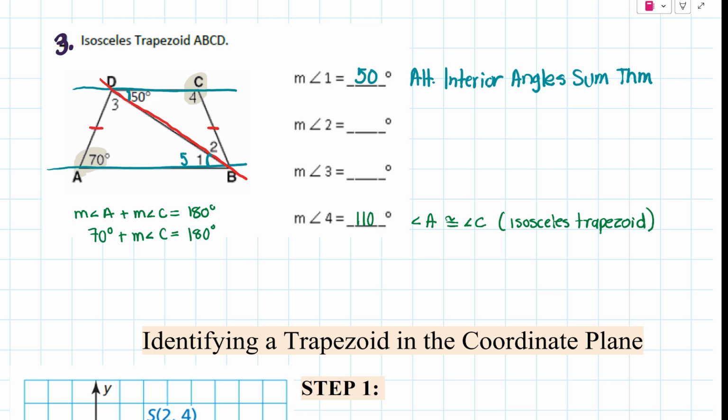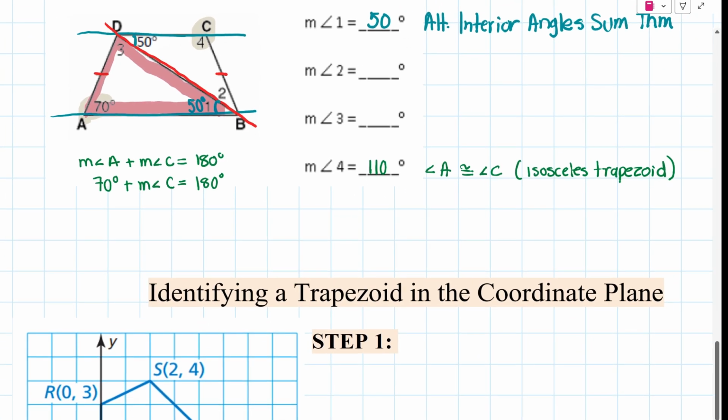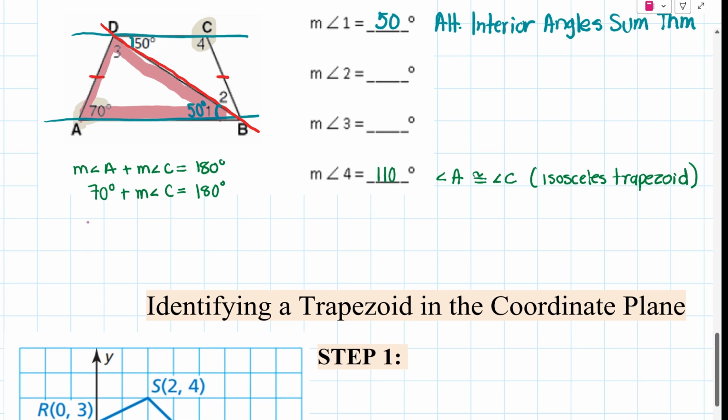I don't know why I wrote some there. It's just the alternate interior angles theorem. All right, same strategy. I have a triangle here. I know two measurements, so it would be really easy to find out what the measurement of the third angle is on that triangle that I highlighted in pink.